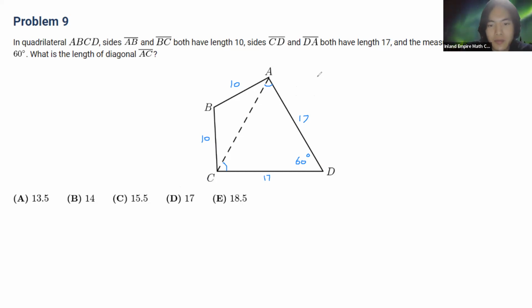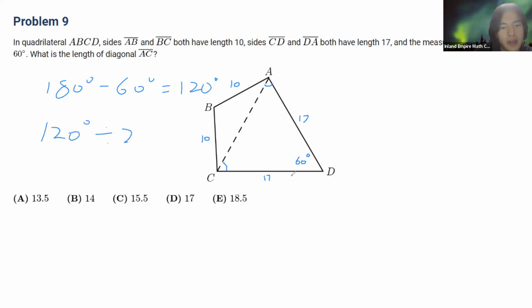So what you're going to do is subtract 60 degrees from 180, because every triangle's angles add up to 180. You subtract 60 degrees from that to get 120. And then you divide 120 degrees by 2 to get the measurement of the individual angles. So what you end up getting is that these two angles are also 60 degrees.